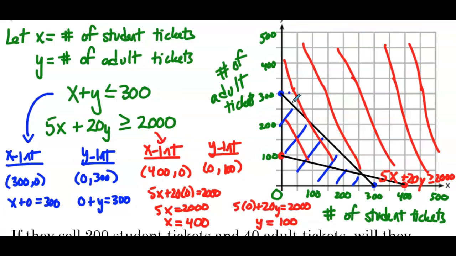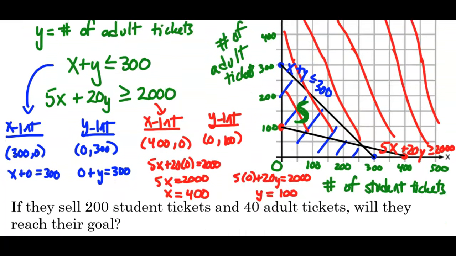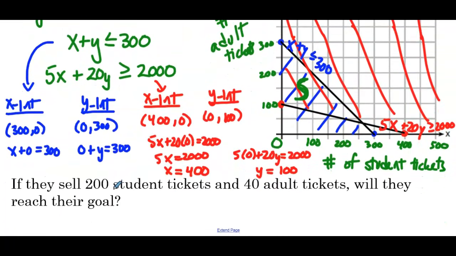And in blue we have x plus y is less than or equal to 300. Our solution set is where they overlap. So there is the graph of this system of inequalities. And then they do ask us a follow-up question. If they sell 200 student tickets and 40 adult tickets, will they reach their goal?